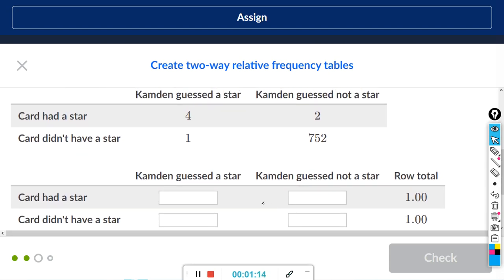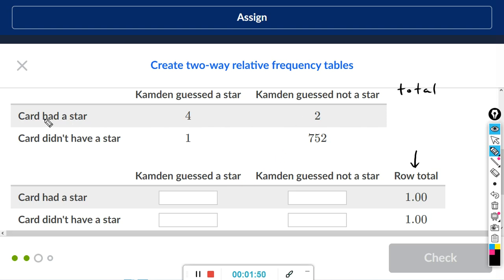So notice that they give us the row total, okay? And the row totals are going to be 1 or 100%. All right, so you want to make sure that when you add from left to right, it equals 1. So before we do this, I suggest you make a row total for the data that you have here.